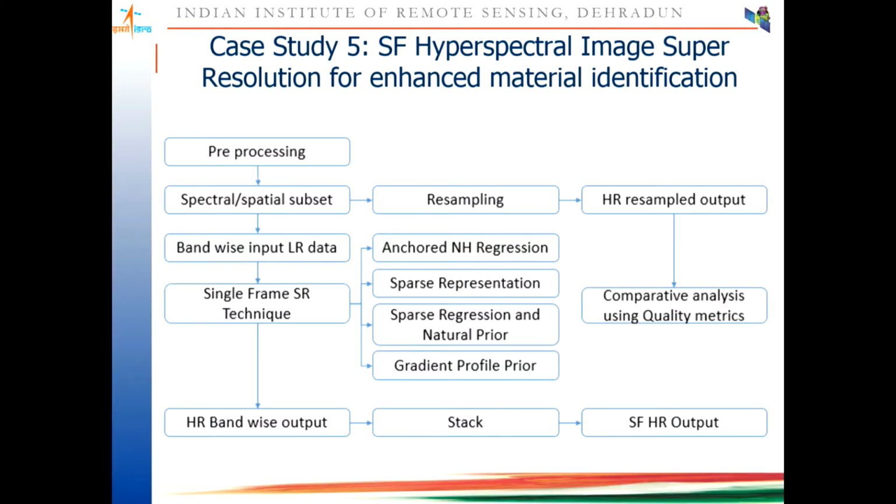Super resolution techniques are divided into two parts: single frame and multiple frame. In multiple frame, the same area is taken in different frames. So you have 4 images of the same area, and you can use the properties of all the 4 images. But here we only had one single frame of that area. So we used single frame super resolution. Within it, we adopted 4 different algorithms: anchored neighborhood regression, sparse representation, sparse regression and natural prior, and gradient profile prior. All 4 have different mechanisms of understanding.